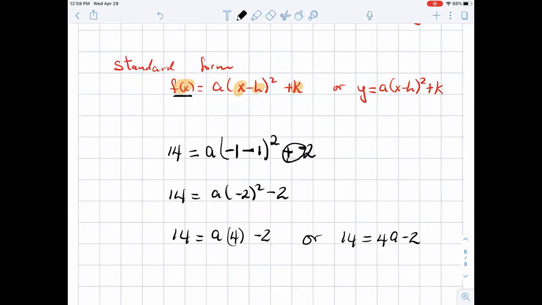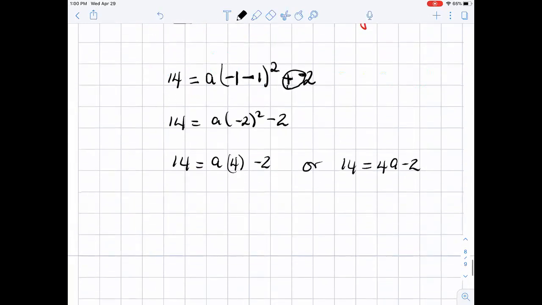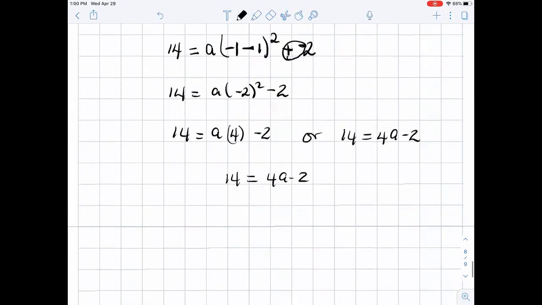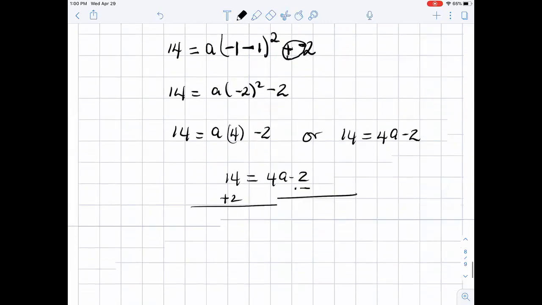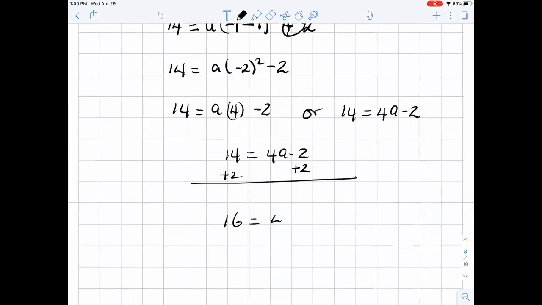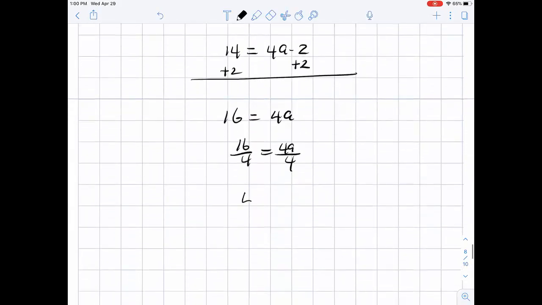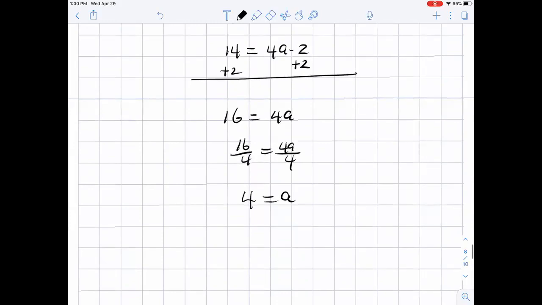Do you follow? So leaving the a by itself. Right, we're isolating the a. That's exactly what we're doing. So we have 14 is equal to 4a minus 2. We're going to add 2 to both sides. So we have 16 is equal to 4a. So 16 over 4 is equal to 4a over 4. So 4 is equal to a, right?